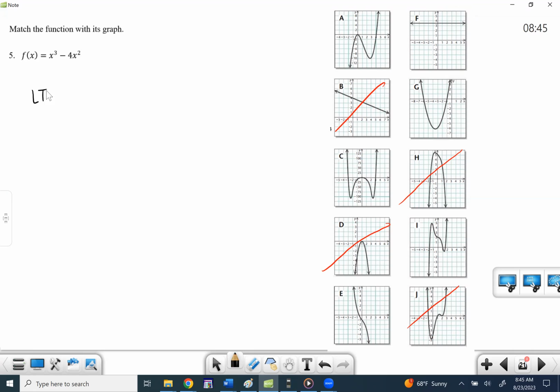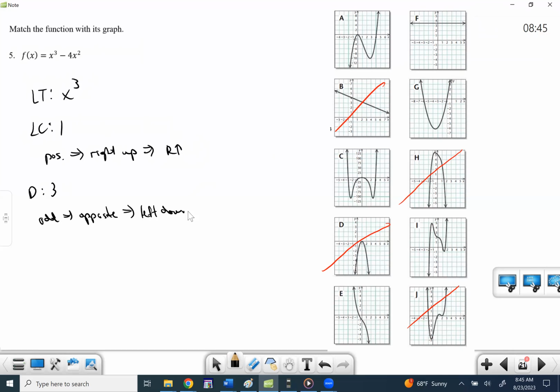For this one, its leading term is x cubed. The leading coefficient is 1, which is positive, so that tells us that the right is going to go up. The degree is 3. Odd means opposite. So if the right went up, the left will go down. So let's look for ones where the right goes up and the left goes down. So it's between those two.